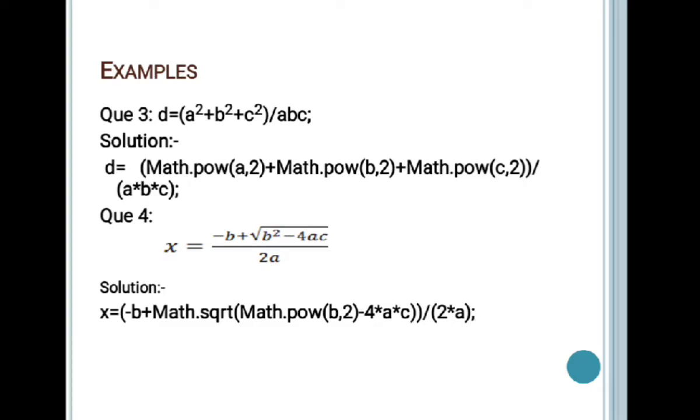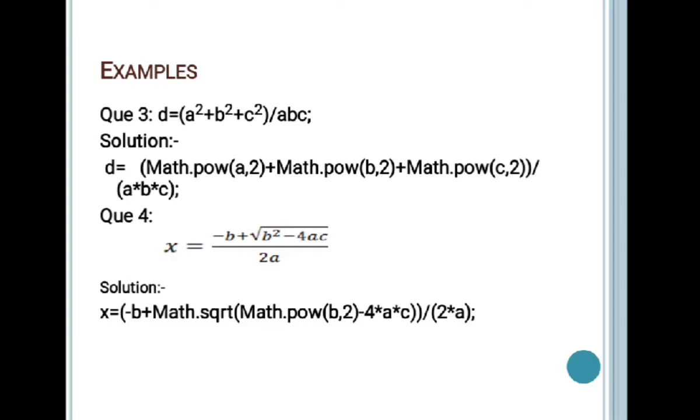math.sqrt, and enclose that math.pow(b, 2) minus 4 into a into c, and the bracket has been closed. Which bracket are we closing over here? The one we started just after the square root. All right, and as you can see we have closed two brackets. The last bracket is the one which we opened just before starting the expression.